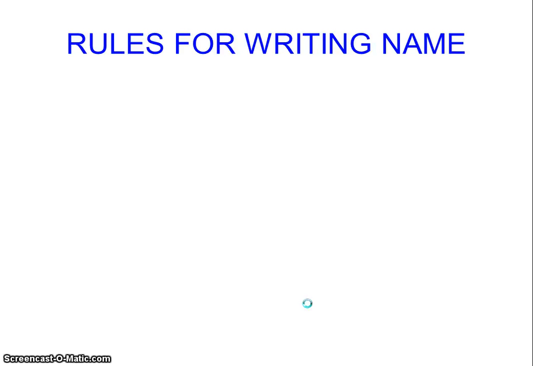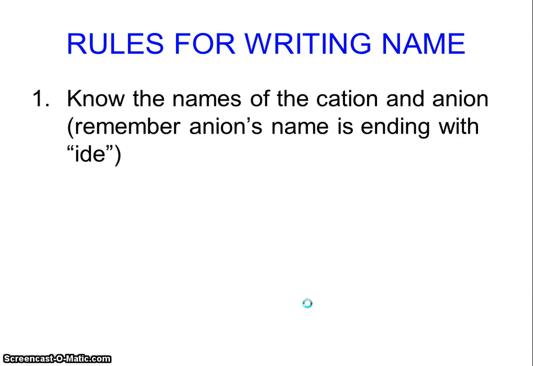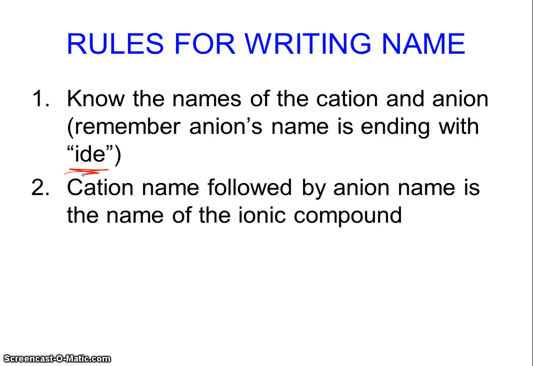Rules for writing name. If I give you a formula, you should be able to give the name of the ionic compound. First rule, you have to know the names of the cation and the anion. Remember, the anion's name ends with "ide". Rule number 2, cation name followed by anion name is the name of the ionic compound.